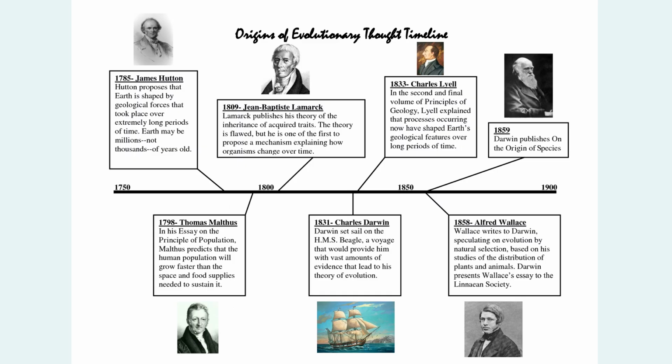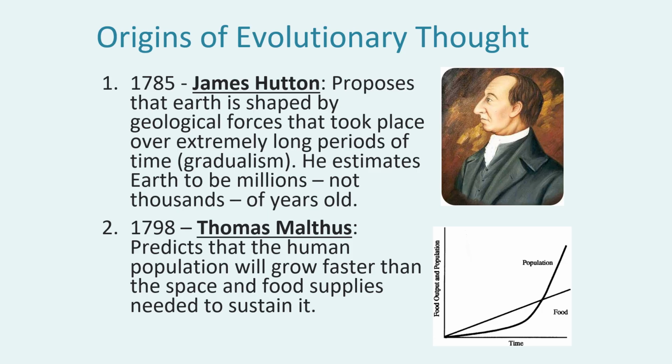So this is a timeline that developed the idea of evolution. Evolution didn't just pop up and was accepted. This idea was developed through many different scientists. And so Darwin published his idea on the origin of species. The idea of evolution started with James Hudson when he proposed that the Earth is shaped by geological forces that took place over extremely long periods of time. The idea of gradualism. He estimates that the Earth is millions, not thousands of years old. So gradual changes.